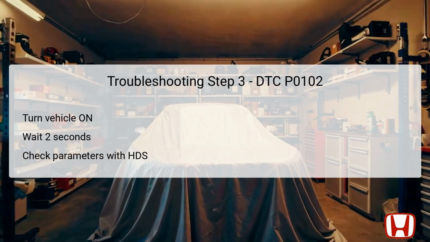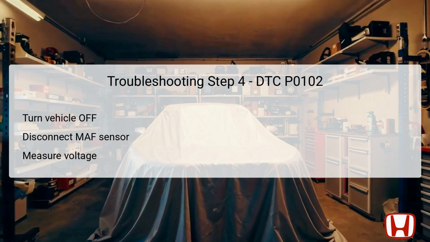After this brief waiting period, the next task involves using the HDS to check specific parameters related to the MAF sensor's performance. Key among these is ensuring the sensor signal is less than 0.1 volts, which indicates an issue. If current conditions match this threshold, it confirms the failure and warrants further diagnostics into the sensor or wiring. If not, it suggests an intermittent issue that may require reviewing connections and terminals.